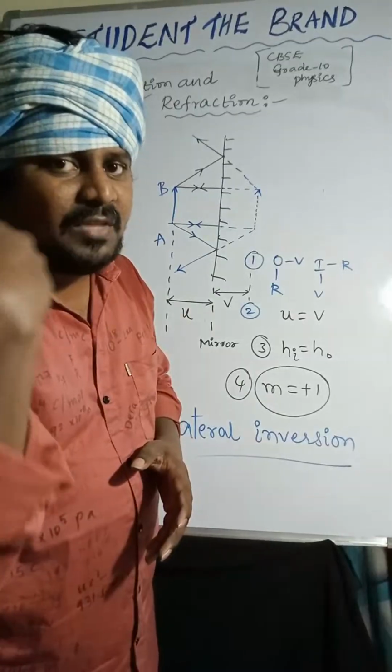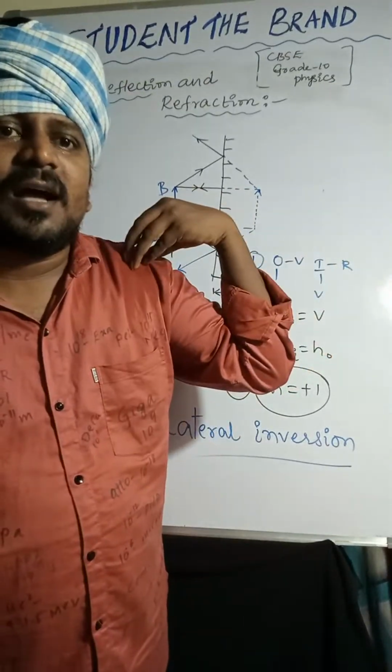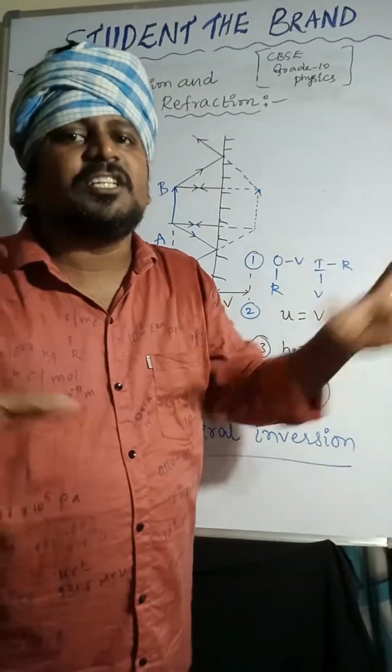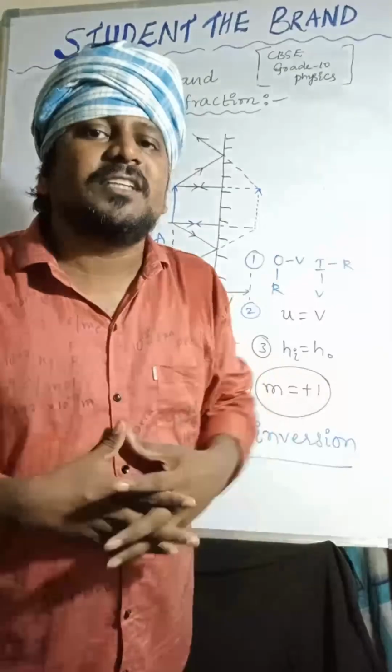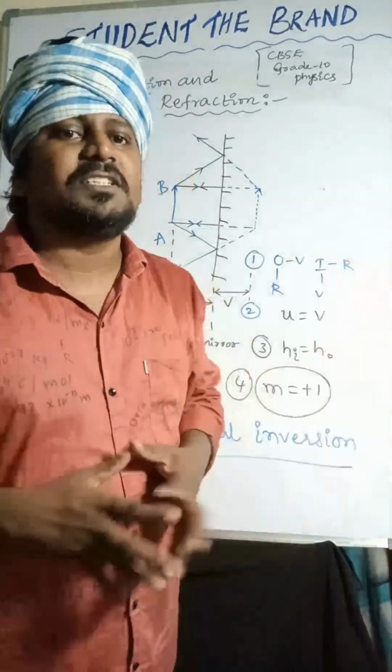Once again, listen, focus. The right side of the object appears to be the left side of the image. The left side of the object appears to be the right side of the image. This mirror image is called lateral inversion.